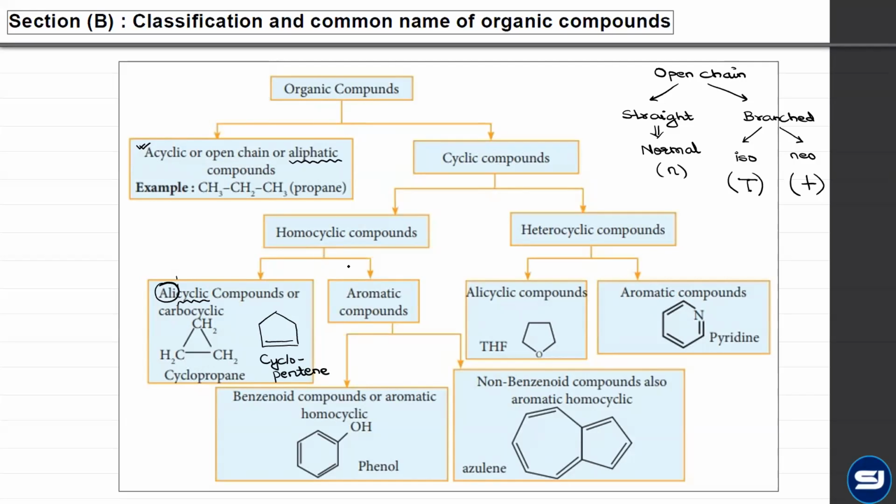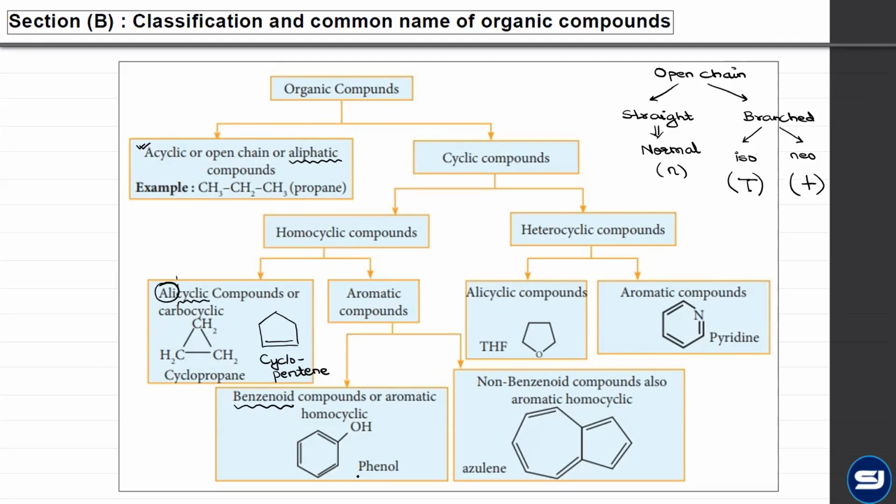Then, under homocyclic, we have aromatic compounds wherein the carbon atoms are joined by alternate single and double bonds, which is also called a conjugated system. Aromatic compounds are further classified into benzenoid and non-benzenoid compounds. Benzenoid compounds have a benzene ring in the structure, and non-benzenoid compounds don't have the benzene ring in their structure. The substituted benzenes are given some special names.